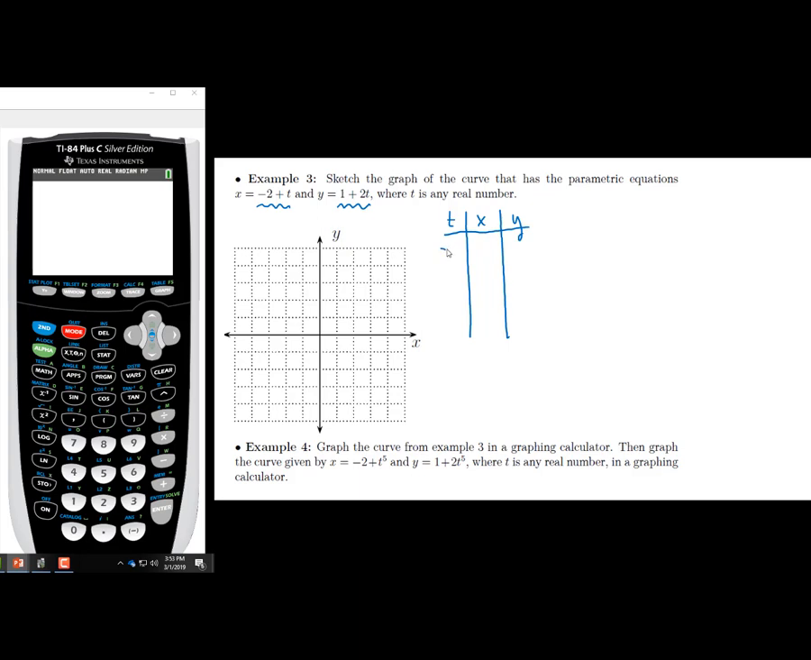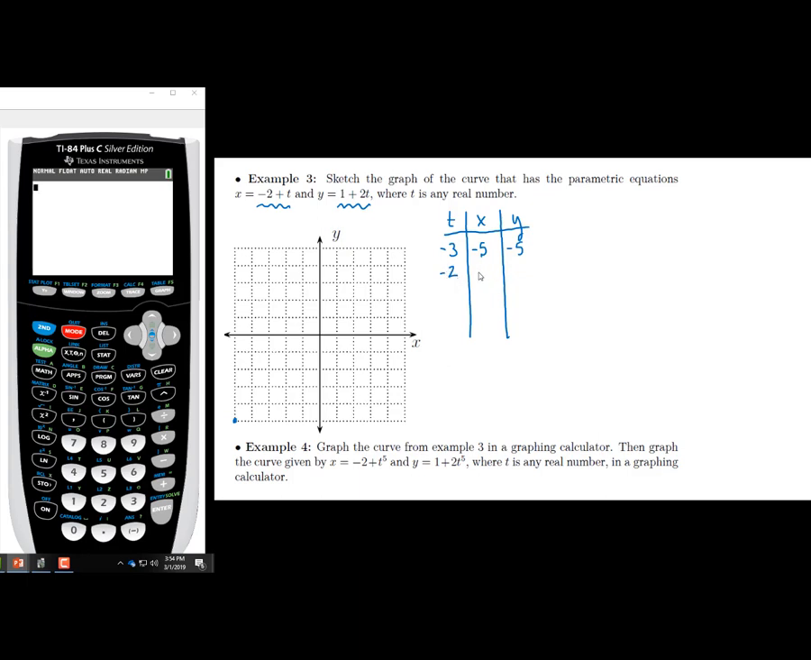Let's go ahead and pick -3 for t because a -3 would give me a -5 for x, and that's the furthest to the left the graph is showing. So I'd get -5 for x, and then I plug in a -3 in here. I get 1 plus -6 would give me -5 for y as well. So I'm over here at x equals -5, y equals -5, so way down here in the lower left corner of the grid. All right, so let's do some more here.